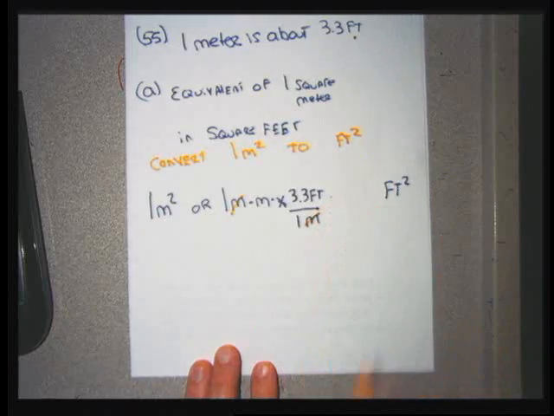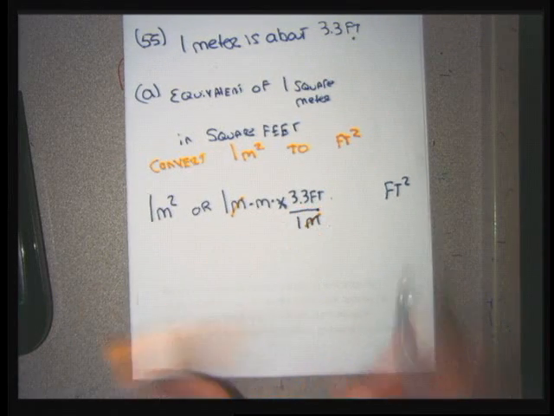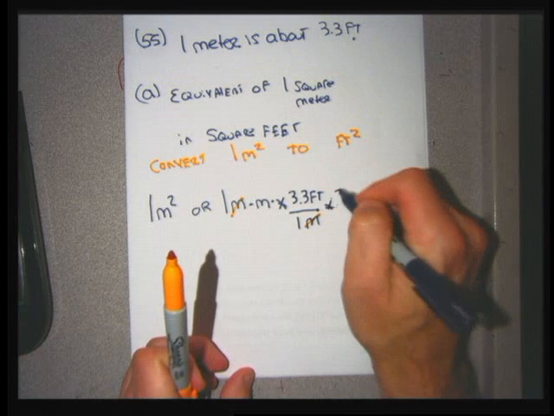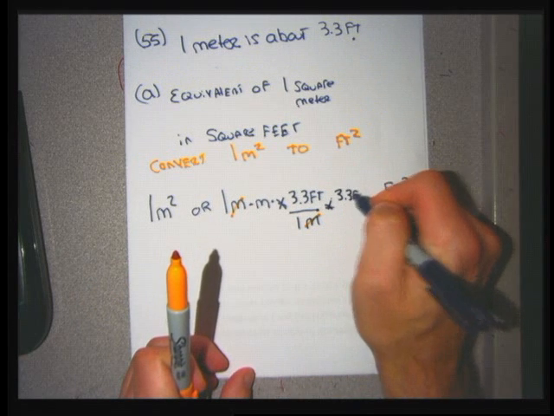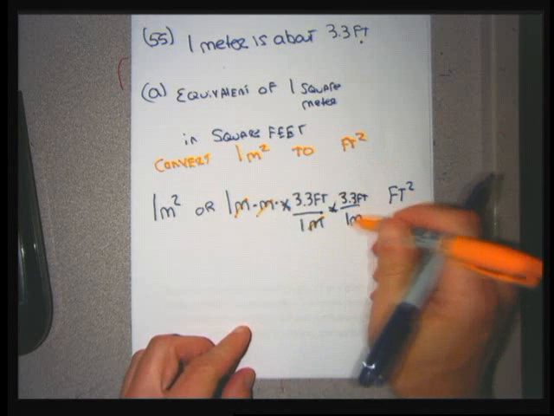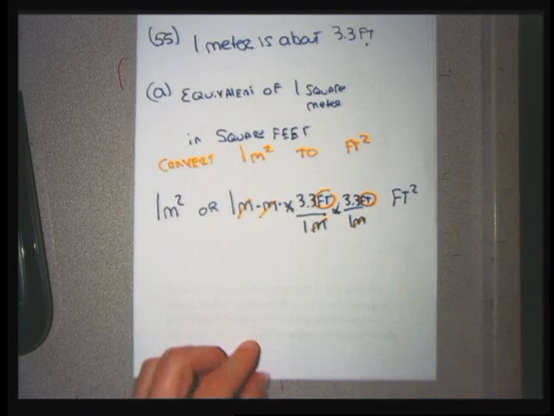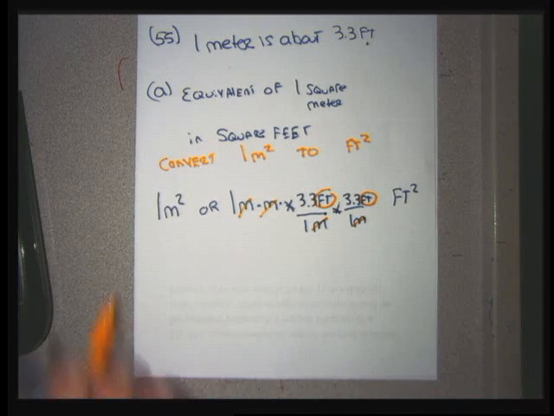If I didn't do anything else, my units in my answer would have a meter times a feet, and that's not good. So I'm going to do this one more time. I'm going to multiply by 3.3 feet is 1 meter. That's going to cancel out a meter. The units that are going to be left in my answer are going to be feet times feet, which is square feet. That's what I'm searching for.